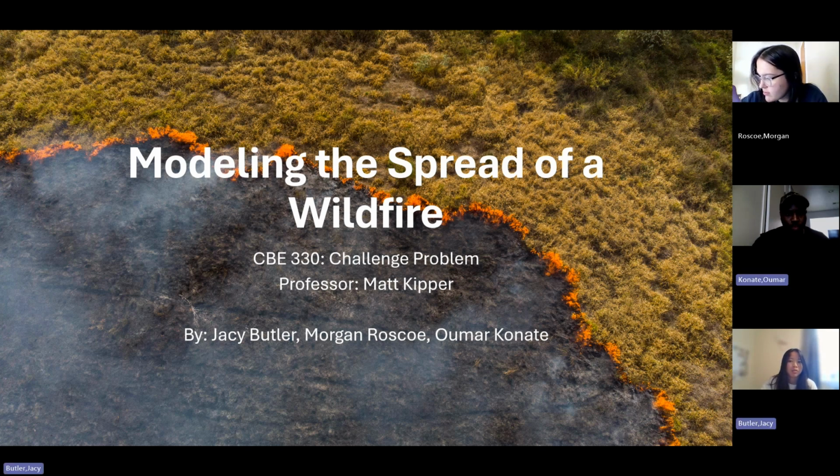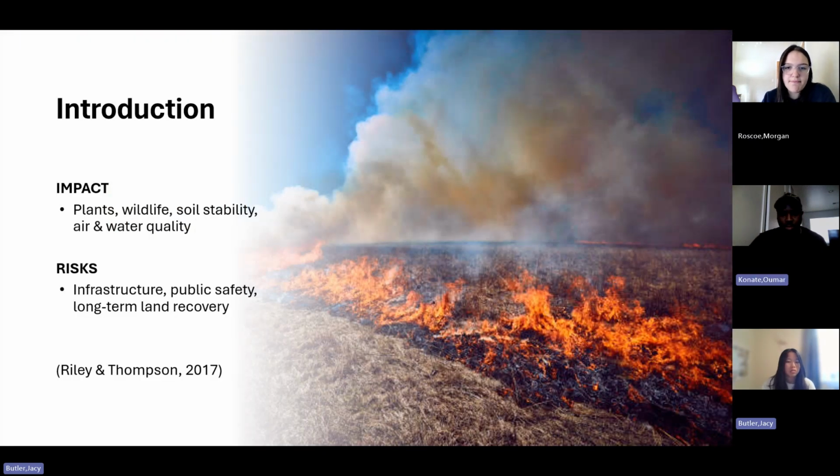This challenge problem overviews modeling the spread of a wildfire by Jacy, Morgan, and Oumar. Our model can be used to predict the movement of a wildfire, thus supporting decisions on resource allocation and firefighting strategy. Wildfires devastate ecosystems all around the world. They destroy plant life, displace wildlife, disturb soil stability, and degrade air and water quality.